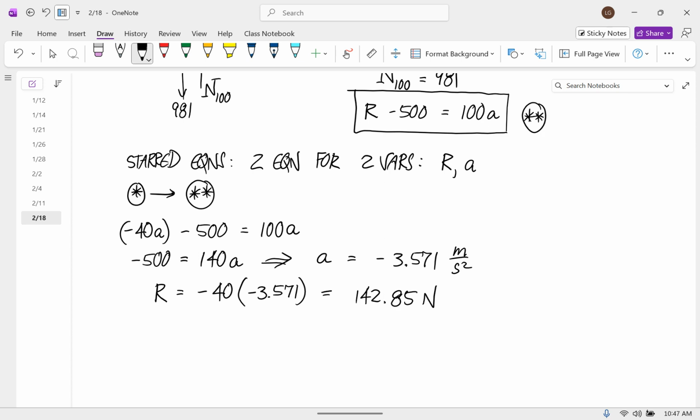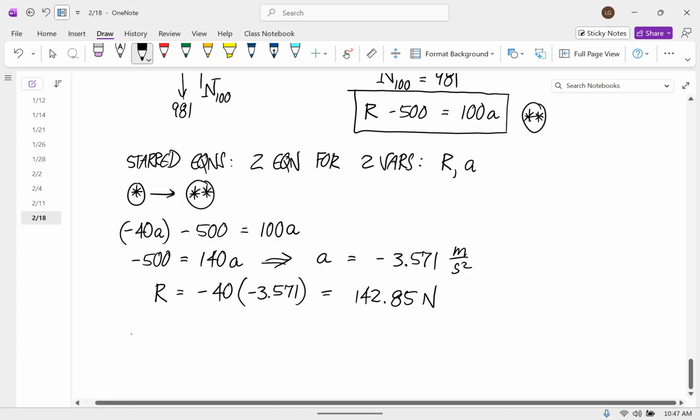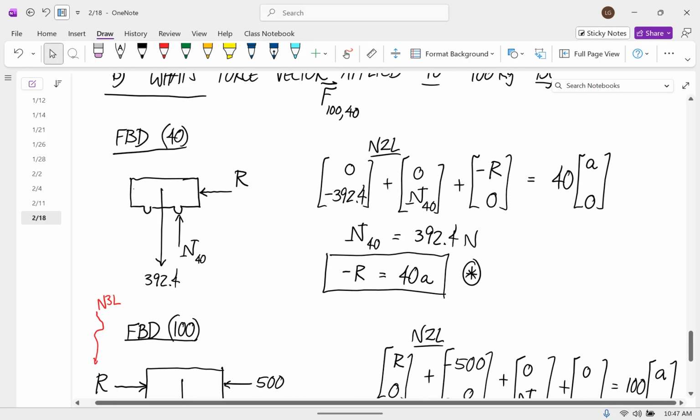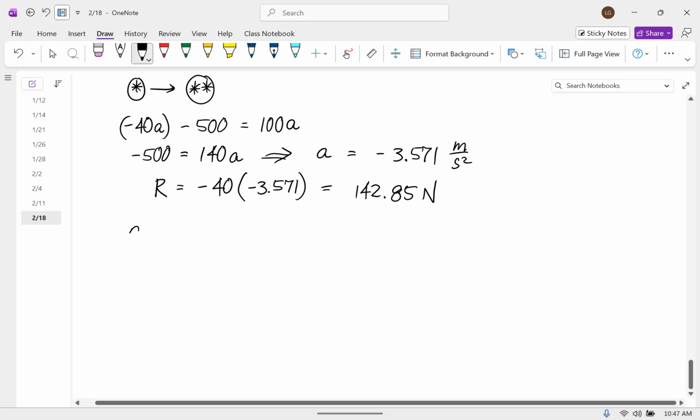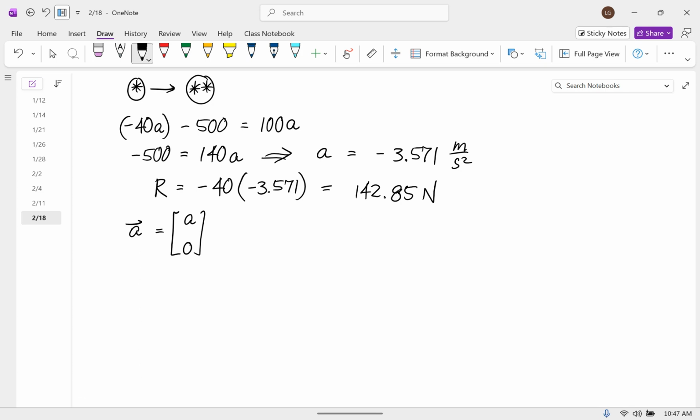Those are variable values, though. I asked for vector values. So how do we take these and give them as vector values? Well, the acceleration vectors of the two are the same. They're both a0, so we can think of the acceleration vector as a0. We already defined it that way. Now we just have to plug in the value for that variable a. So the acceleration vector is negative 3.571, 0.